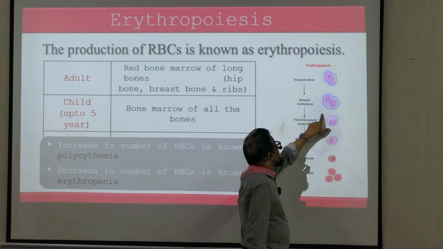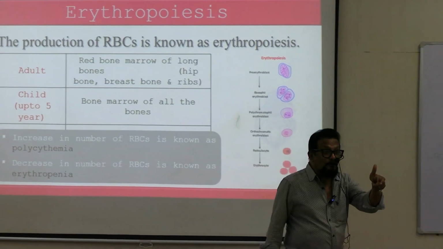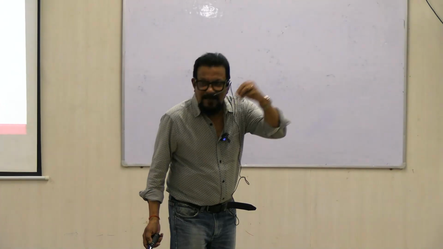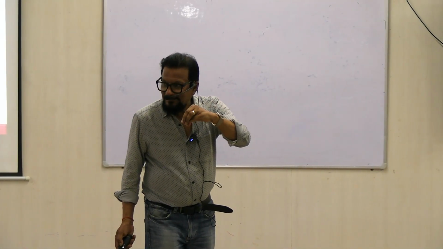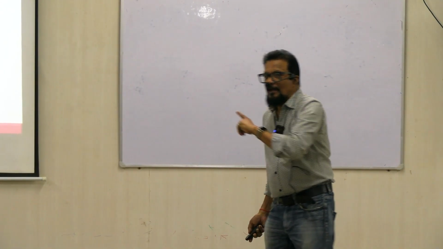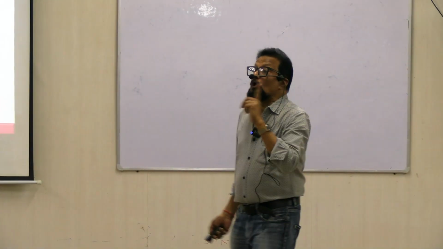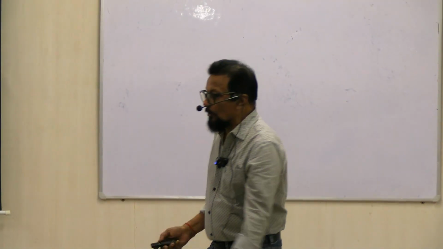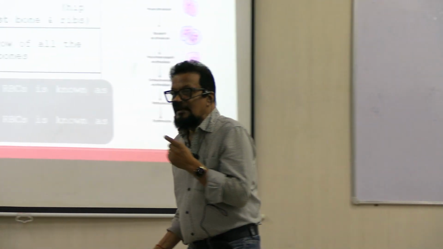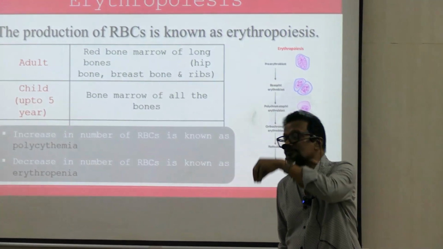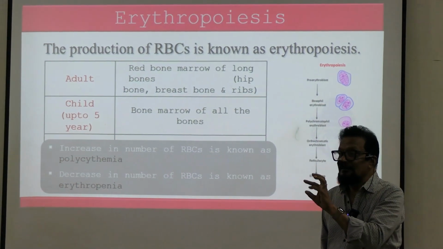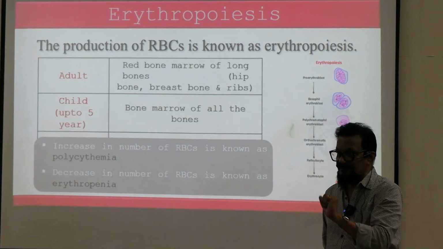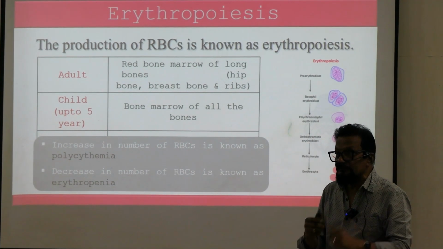Polychromatophil erythroblast. Chromato means color, so color starts to appear, meaning hemoglobin starts to appear. That's why it is called polychromatophil, or intermediate normoblast. So in the intermediate normoblast phase of erythropoiesis, hemoglobin starts to appear during the development of the RBC. And it takes place in bone marrow.